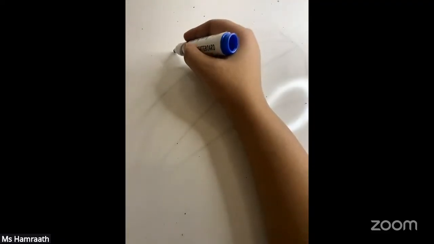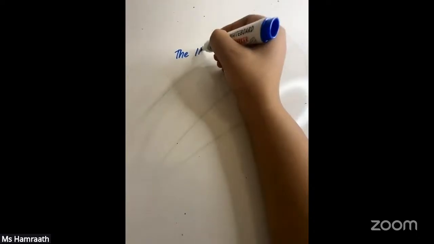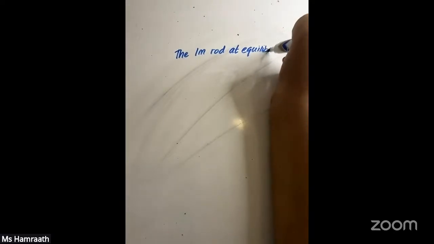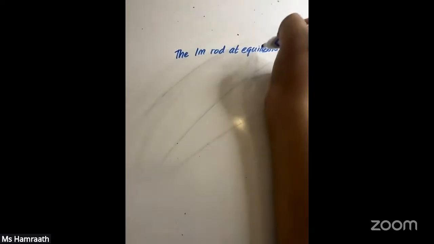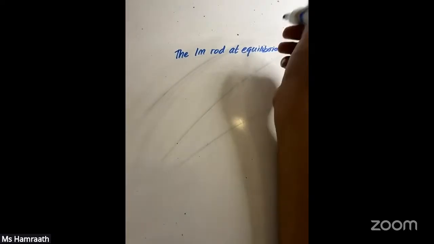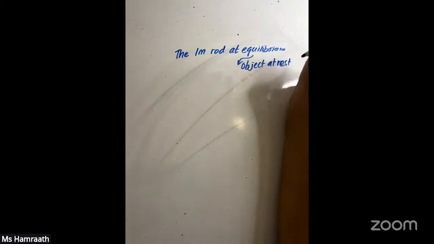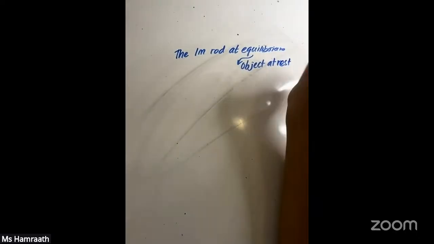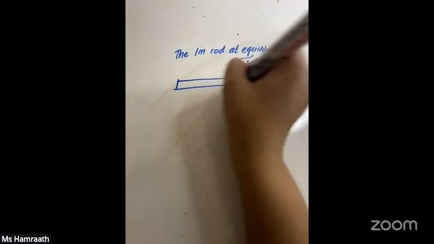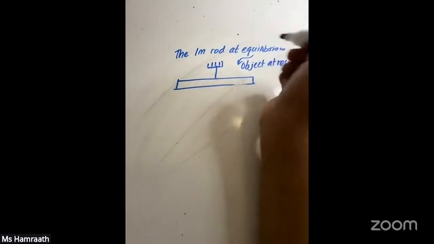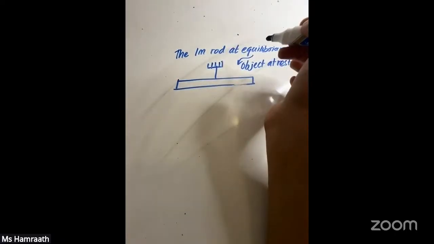Remember, in the exam paper, they said the 1 meter rod is at equilibrium. They have used the word equilibrium. So remember, if they said equilibrium, the object is at rest, which means the object is not moving. So let's say they have given in the exam paper something like this, and they said that this object is fixed to the roof. It is at rest.